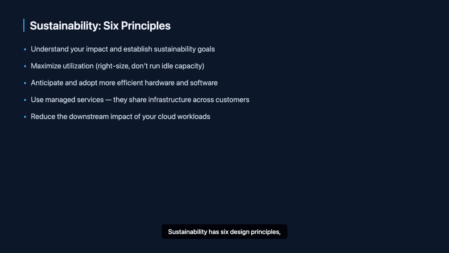Same service choice can serve both, but the motivation in the question tells you the pillar. Sustainability has 6 design principles, and they're all unique to this pillar. Understand your impact and establish sustainability goals. Maximize utilization, don't run idle capacity, right-size your instances, use S3 lifecycle policies to move cold data to cheaper tiers. Anticipate and adopt more efficient hardware and software as Amazon Web Services releases them. Use managed services, because shared infrastructure across customers is more efficient than dedicated infrastructure per customer. Same service choice that cost optimization recommended, but the motivation here is environmental, not financial.